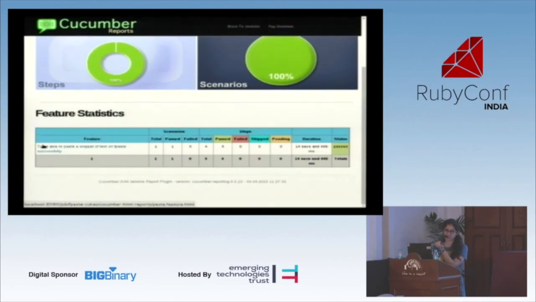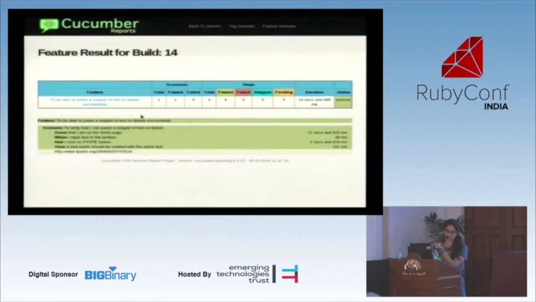Where we have the number of scenarios, the number of steps that passed, what the test case was, and what feature I was testing for that application: to be able to paste a snippet of text on fpaste successfully. I follow this format of feature wherein I write scenarios followed by the format of given, when, then. There are different styles in which you can write your steps and features, imperative and declarative, depending upon how you want to write.